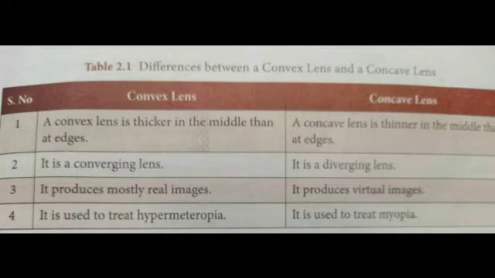Differences between a convex lens and a concave lens. A convex lens is thicker in the middle than at edges. A concave lens is thinner in the middle than at edges. It is a converging lens. It is a diverging lens. It produces mostly real images. It produces virtual images. It is used to treat hypermetropia. It is used to treat myopia.